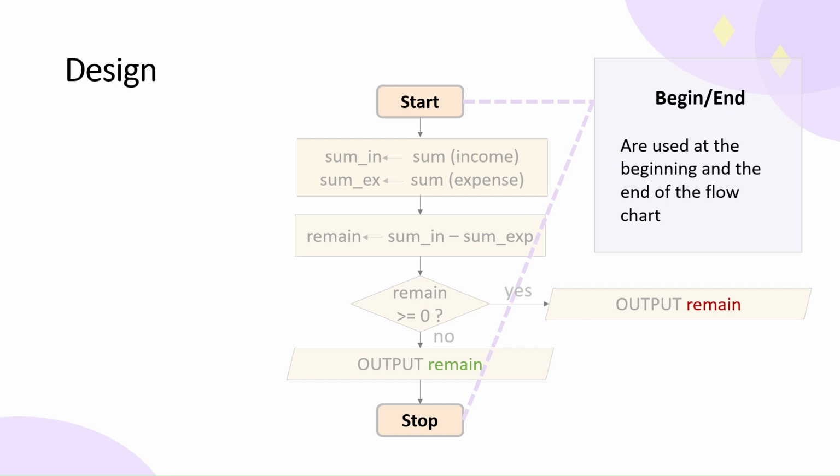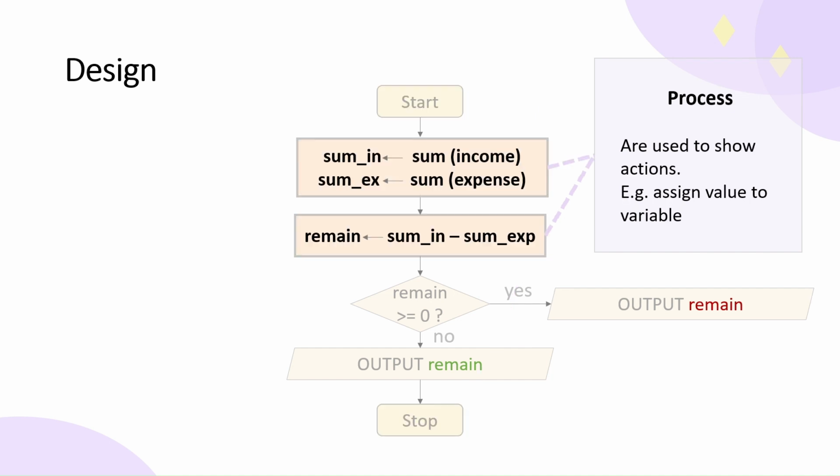So in this flowchart, these 2s are called begin and end symbol. They are used at the beginning and the end of the flowchart. And these 2s are called process symbols. They are used to show actions. For example, assigning values to variables.